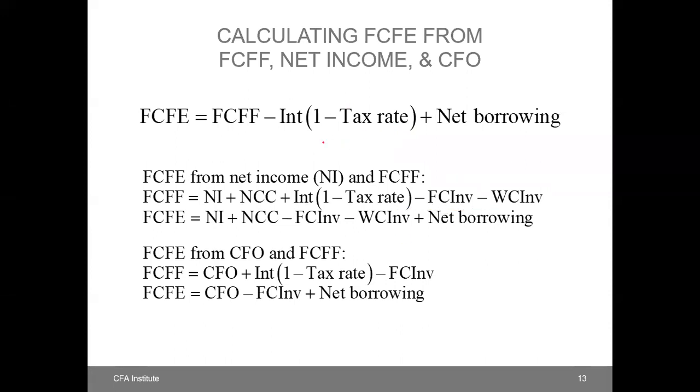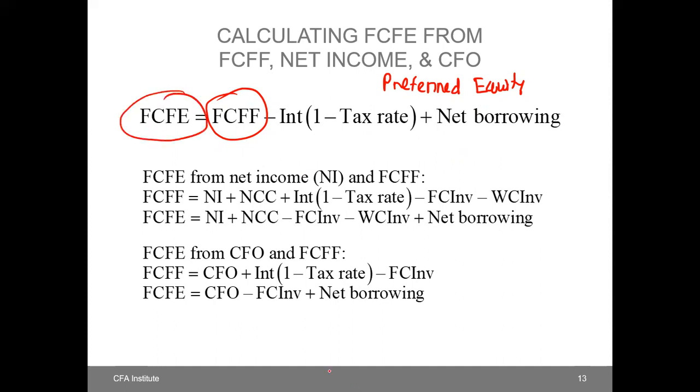If the firm, okay, you have the FCFF. Now I'm saying that the firm has some preferred equity. Now, how can you make adjustment for preferred equity to the free cash flow to the firm to get the free cash flow to equity? How can you make adjustment to the free cash flow to the firm to get the free cash flow to equity if I say the firm has issued some preferred equity?